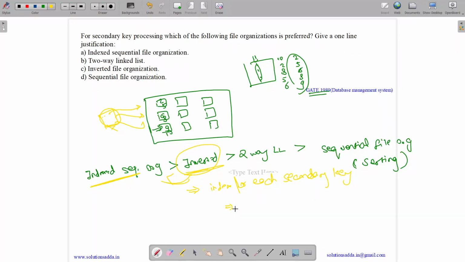And an index entry for each distinct value of the secondary key. And for each distinct value we will have an entry. Thus we are preferring inverted file organization for secondary key processing. So the answer is option C.